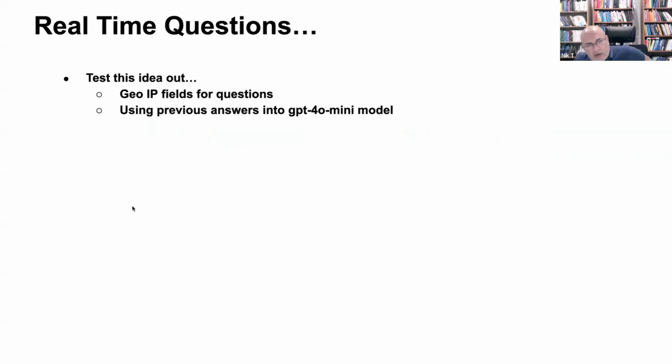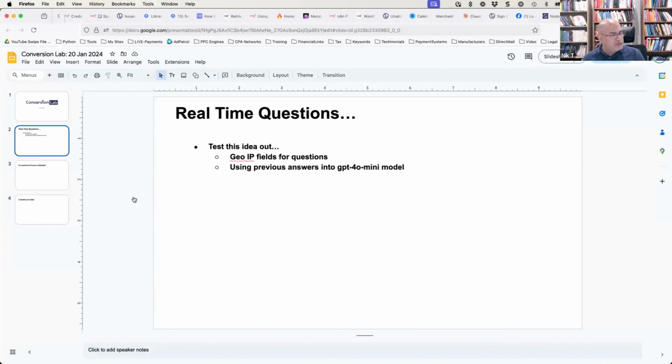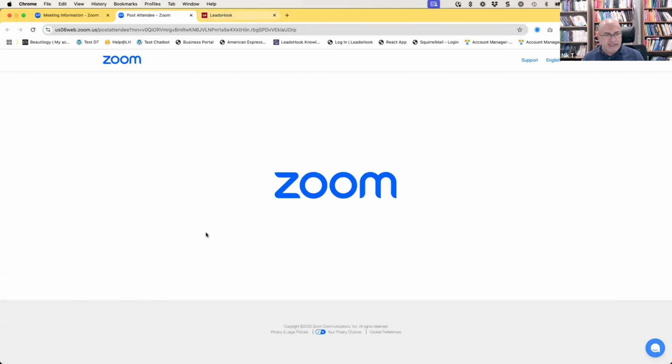Right. So the first two ideas here basically is using the GeoIP fields for questions. And no one is using this or has ever used it. I've only shared it with a handful of people, so I'm going to share it now. So if you know, inside LeadSook itself, I'm just going to quickly switch over to the DT here.